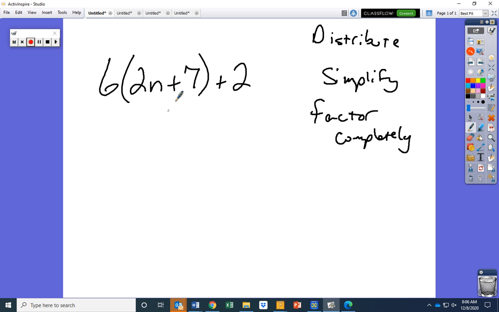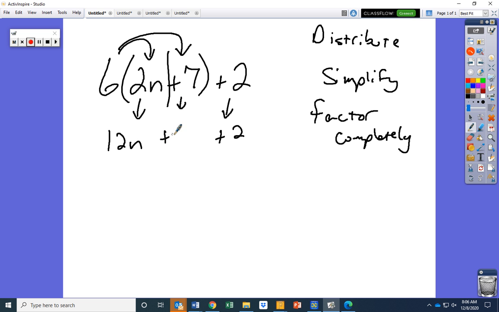Distribute. So am I doing anything with this 2 right now? So what do? Put it down. All right, now I need to distribute. What's 6 times 2n? 12n. What's 6 times positive 7? Plus 42.